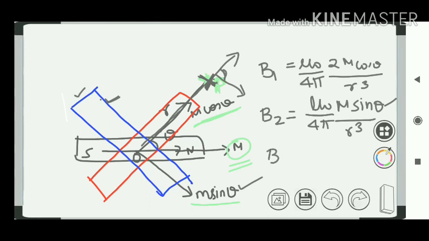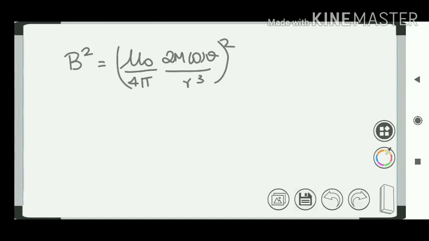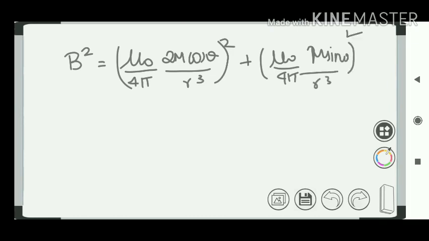So the net magnetic field B, or B square, is equal to the root of B1 square plus B2 square. Clear? Now we are going to substitute the values, guys. I'm going to rub off the figure. So B squared is equal to mu 0 by 4 pi 2m cos theta by r cube, whole square, plus mu 0 by 4 pi m sin theta by r cube, whole square.